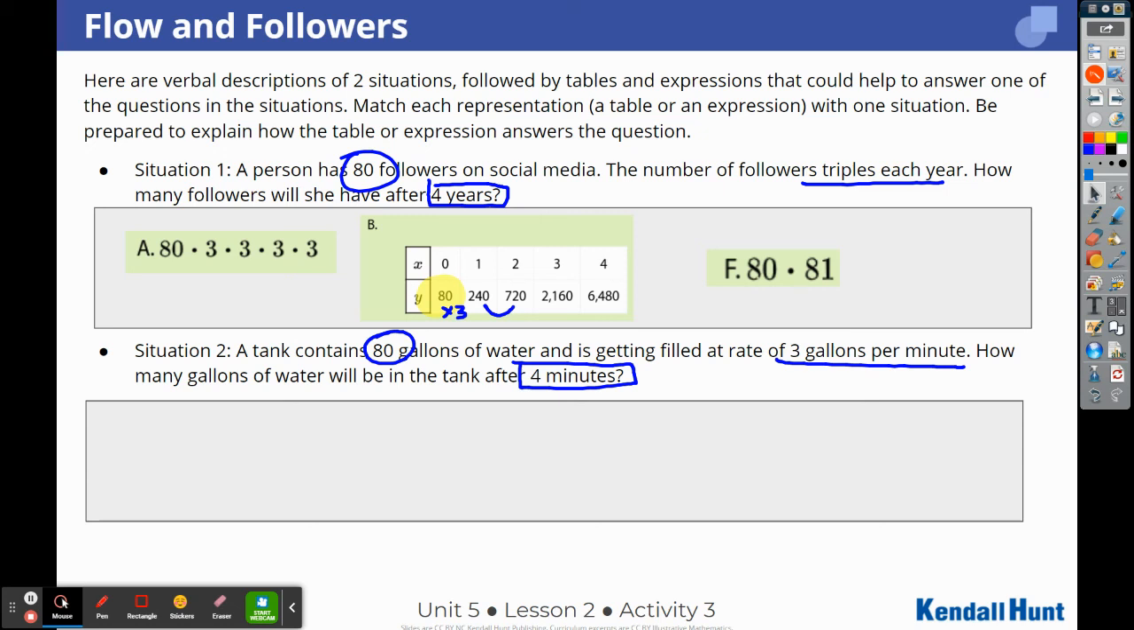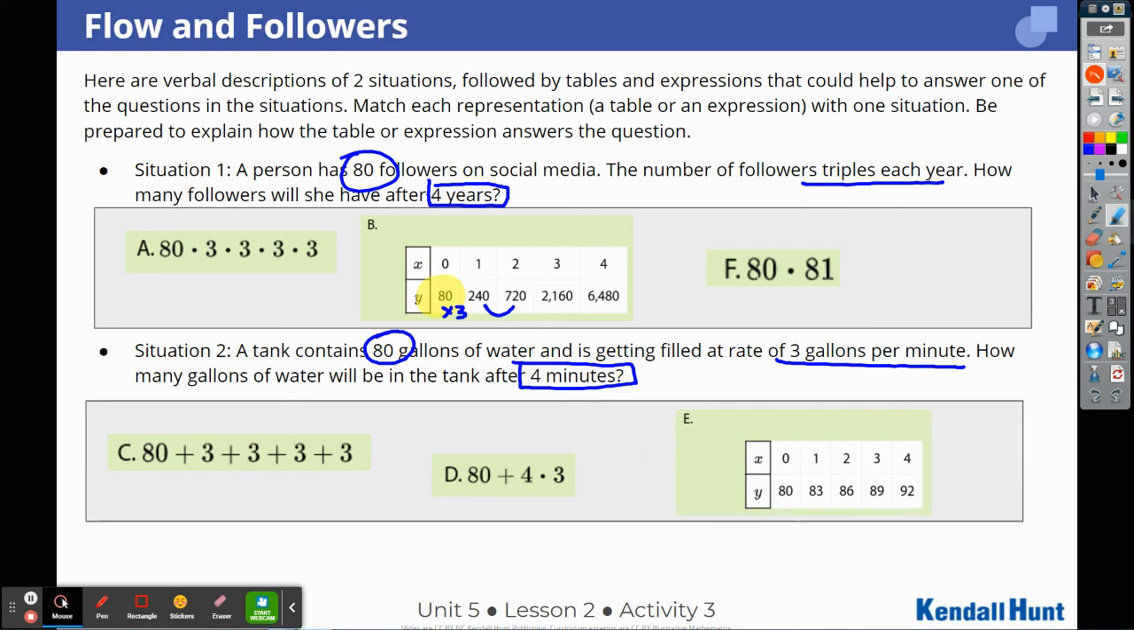Situation 2, we have 80, and we're adding 3 gallons every minute, and we're looking for 4 minutes. So it's 80 plus 3 plus 3 plus 3 plus 3. Adding 3 4 times is the same as multiplying it by 4. So 80 plus 4 times 3 is also equivalent. Our table here, you can see that it starts out at 80, and then it's not multiplying, but it's adding 3 each time. So adding 3 every time for 4 minutes so that we can see how much water will be in the tank after 4 minutes.